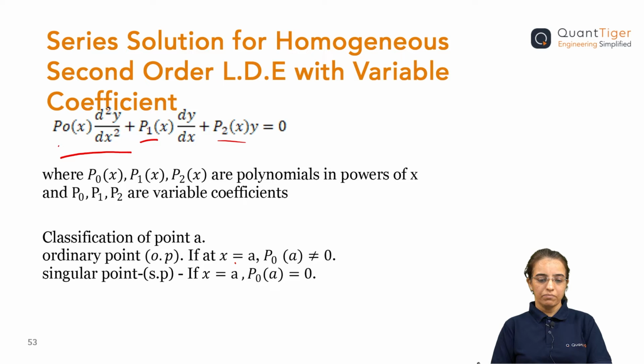Here in p0(x) we will just keep the x value as a and see what value we get. If it is other than 0, then it is an ordinary point, and if even after putting x is equal to a in the p0(x) term we get the value 0, then it is a singular point. So the series solution gets applied to the ordinary point.